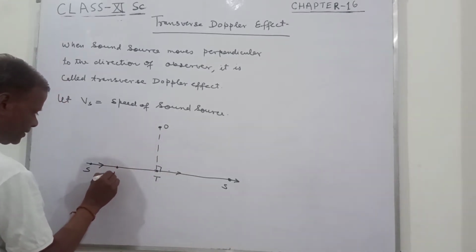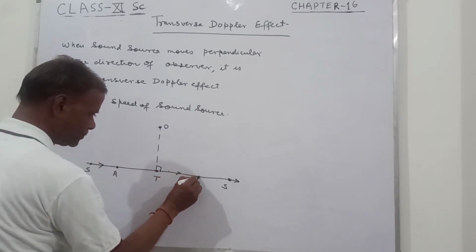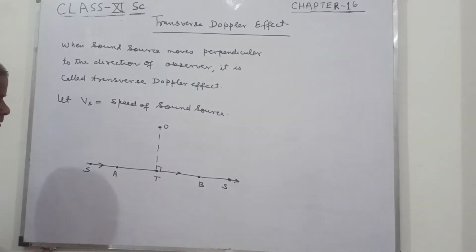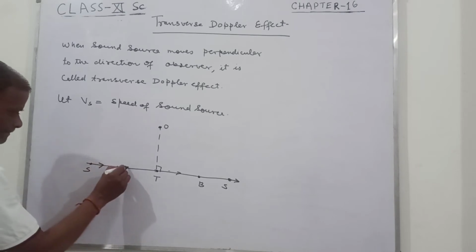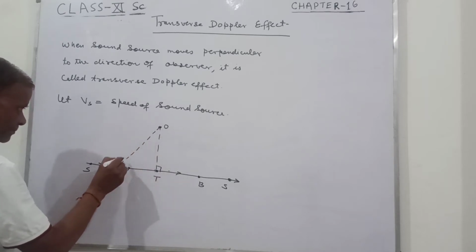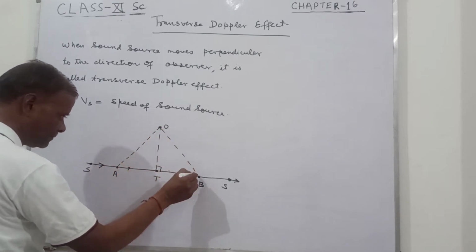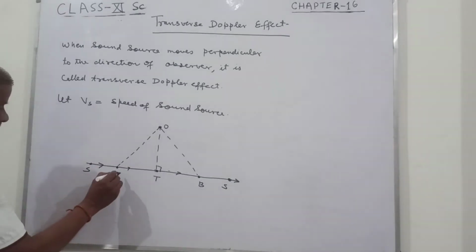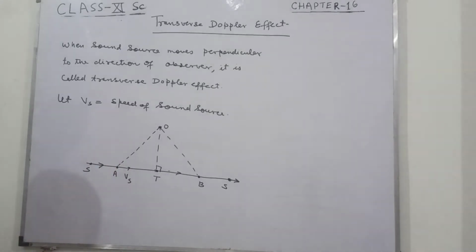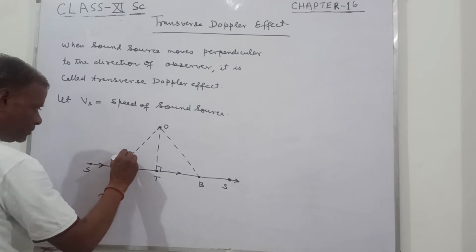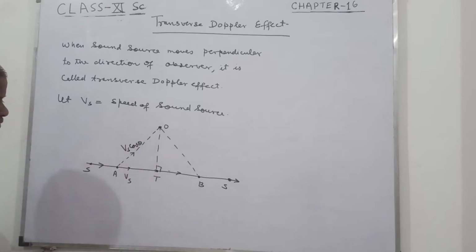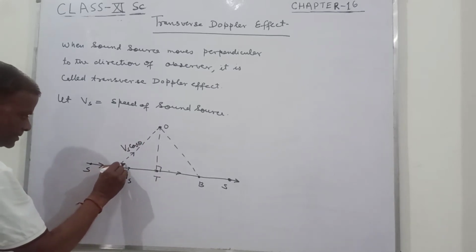Suppose this is point A and this is point B. Now this distance AT and TB are both equal, and we can join these lines. This is now speed Vs. Now we can take the components of this Vs. One component along this OA is Vs cos theta, where this angle is theta.